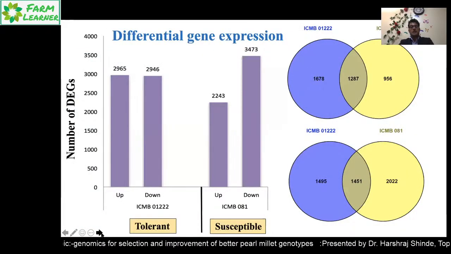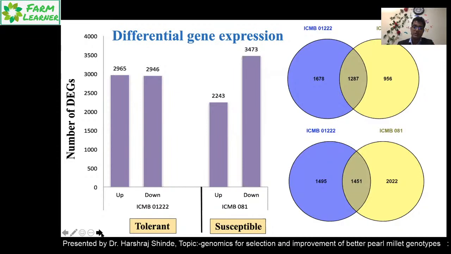And after finding the genes, we performed the differential gene expression analysis. Of course, here our motto was to find out the genes related to salinity stress in both lines. So we performed the differential gene expression in R using edgeR, and around 2,900 genes were upregulated. The same amount of genes were downregulated in the tolerant line, that is ICMB0122. But in the case of the susceptible line, fewer genes were upregulated and a higher number of genes were downregulated.